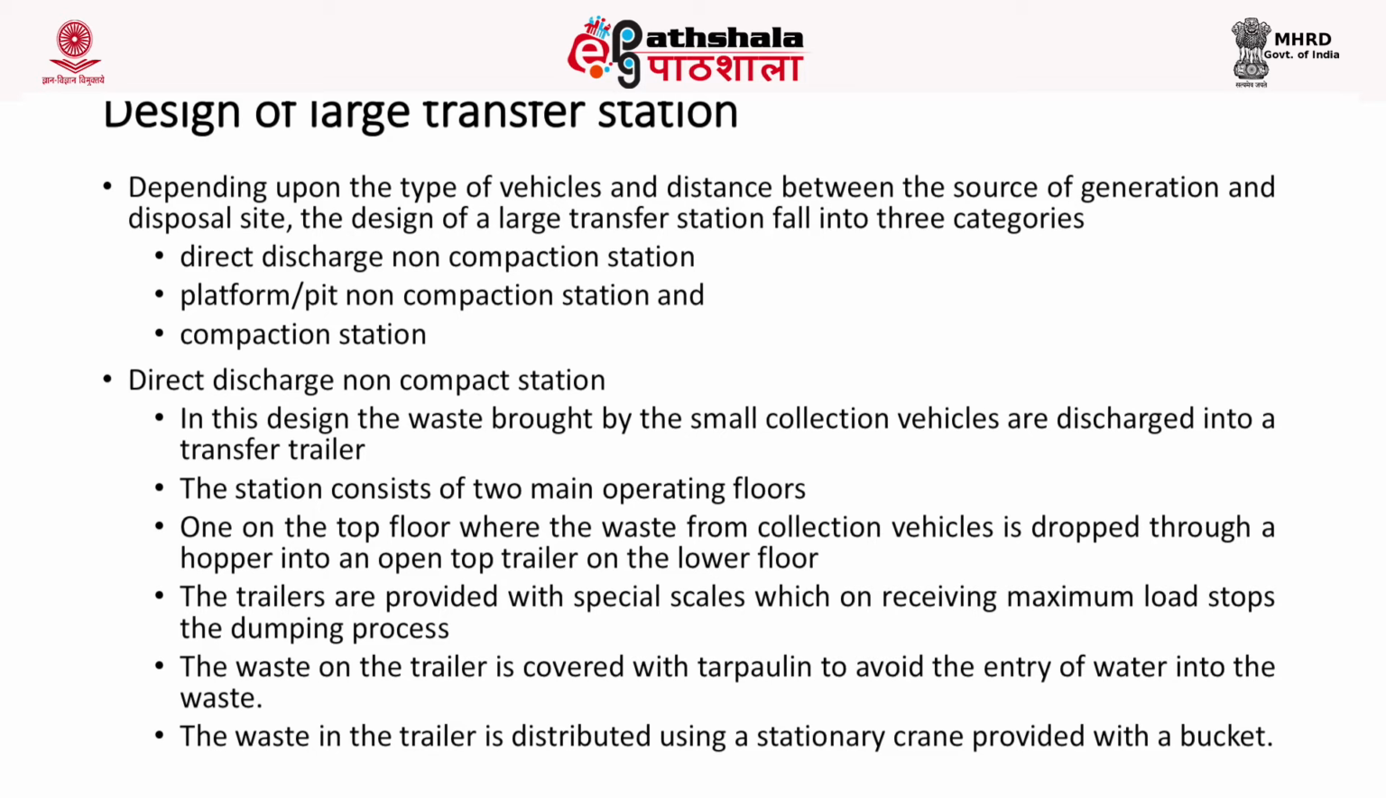Now, the station consists of two operating floors. One on the top floor where the waste from the collection vehicles is dropped through a hopper into an open trailer on the lower floor. The trailers are provided with special scales which, on receiving the maximum load, will stop the dumping process. The waste on the trailer will always be covered with a tarpaulin to avoid the entry of water into the waste. The waste in the trailer is then distributed using a stationary crane provided with a bucket.